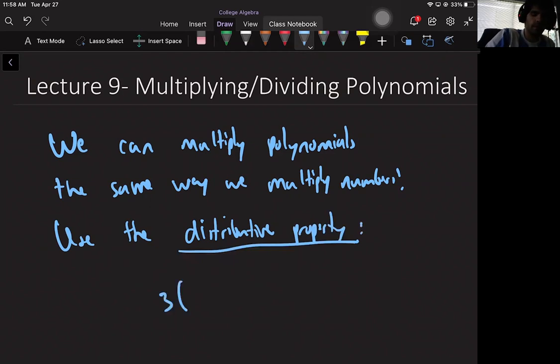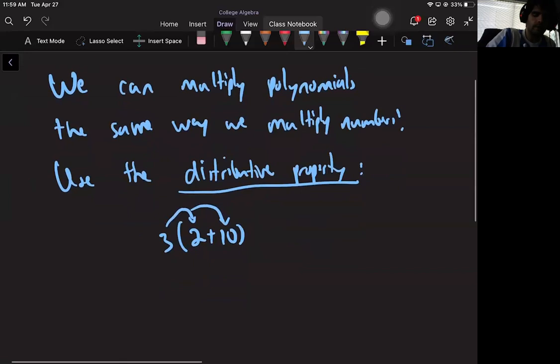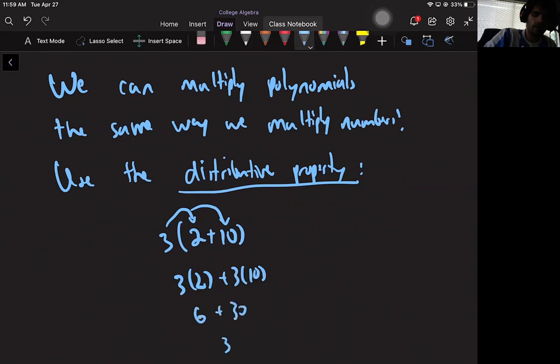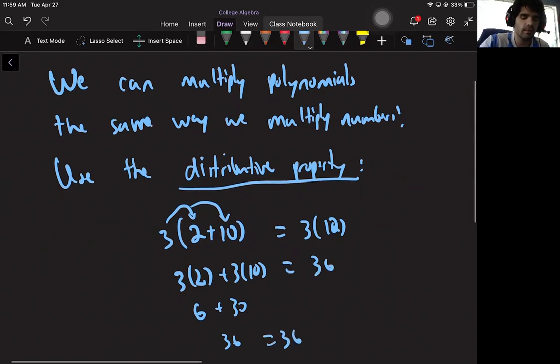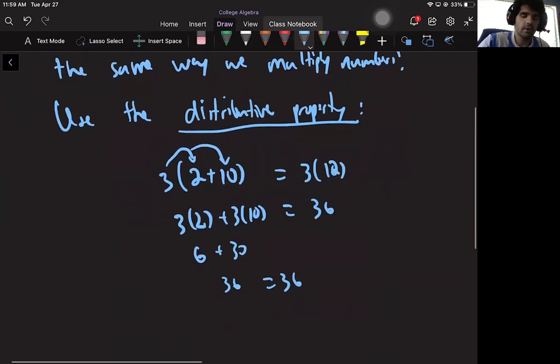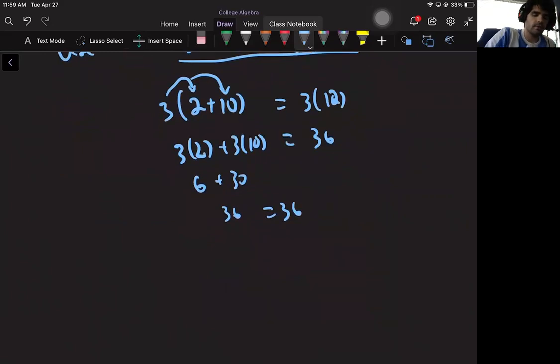So if I do like 3 times 2 plus 10, I can distribute this 3 to get 3 times 2 plus 3 times 10. And that gets me 6 plus 30, gets me 36. Whereas if I want, I could have just added the 3 and the 2 in the first place to get 12, or sorry, the 2 and the 10 to get 12, and 3 times 12 just happens to be 36. So works either way. And so for polynomials, it's the same idea, just looks a bit fancier.